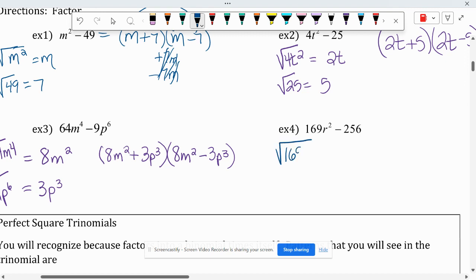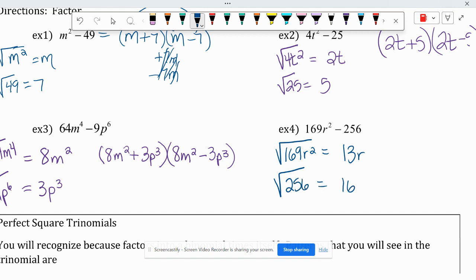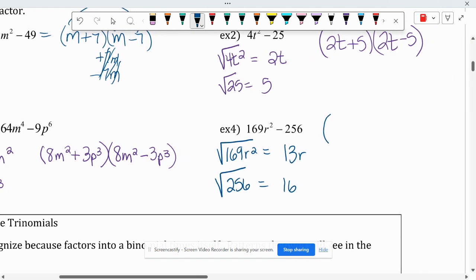Yeah, what is the square root of 169r squared? Look, it's 13. So 13r. What is the square root of 256? It's 16. So what's this become, Haley? 13r plus 16 times 13r minus 16. Yeah.